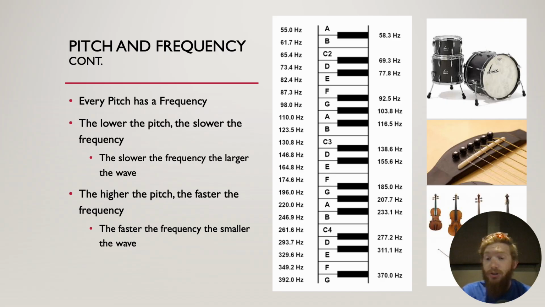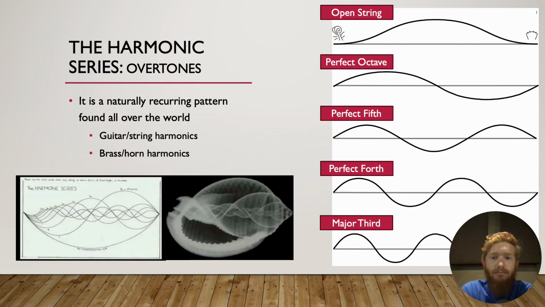And then even with strings and brass, violin and trumpets are smaller than basses and tuba, which means they're going to produce a higher pitch. Smaller the instrument, smaller the wave, higher the pitch. Bigger the instrument, bigger the wave, lower the pitch.